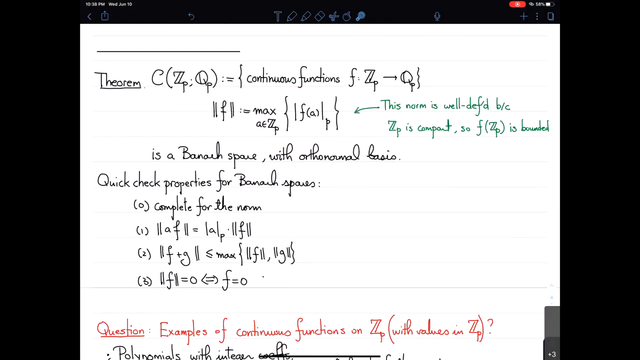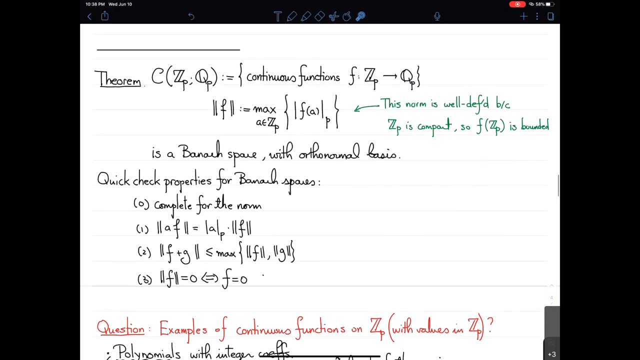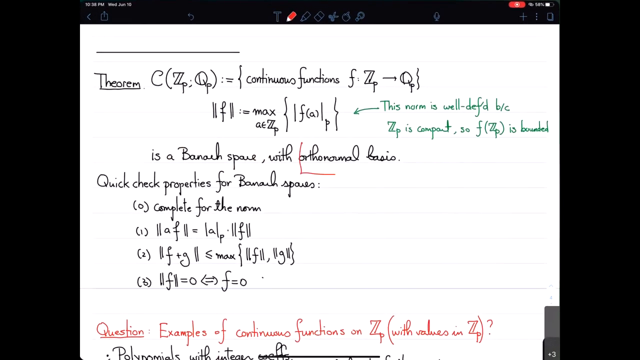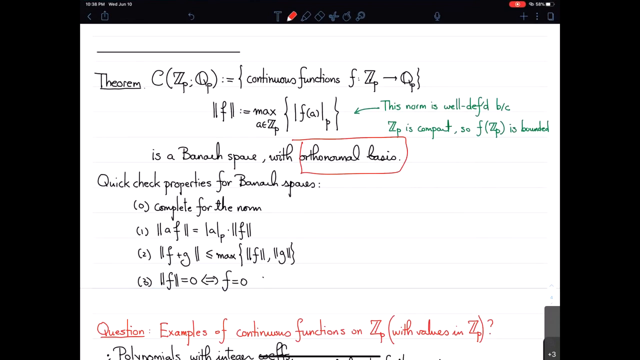the maximum value of this, meaning that you take the value of f at some points, and then take the p-adic norm of that, and then take the maximum of those. I want to say this norm is well defined because Z_p is compact, and therefore f(Z_p) will be some sort of bounded set in Q_p, and therefore this norm always achieves its maximum. And you can see that this is a Banach space. We'll check each one of them in a minute. This is a Banach space, and somehow the content of the theorem is that this has an orthonormal basis. This is the content of the theorem.